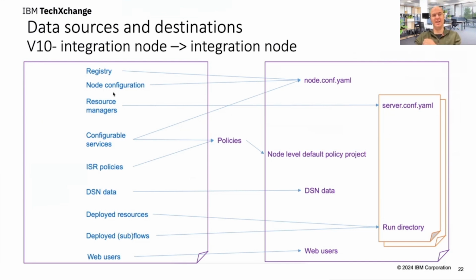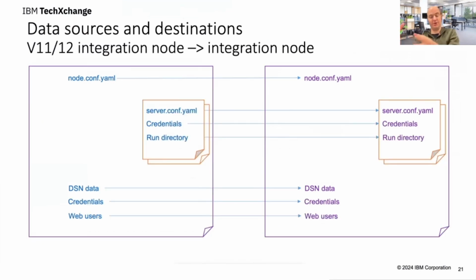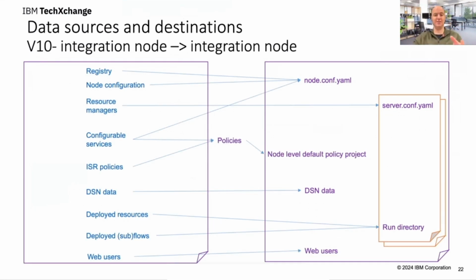So you can see here that actually from that very simple diagram at 11, 12, the idea of migrating forward, because we've not made those architectural changes, is a lot simpler. But coming from the earlier versions, there's a lot more stuff to do. You've got to create policies from the configurable services. You've got to move all those registry and other settings into the node conf YAML. And so, hopefully the migration people find easier.